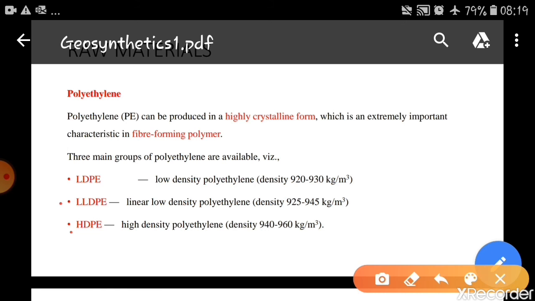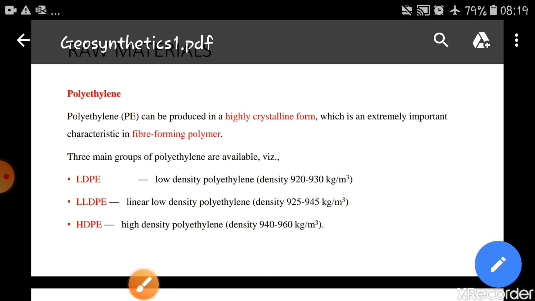Polythene is available in granular or powder form. This is one more property of the raw material for geosynthetics called polythene.